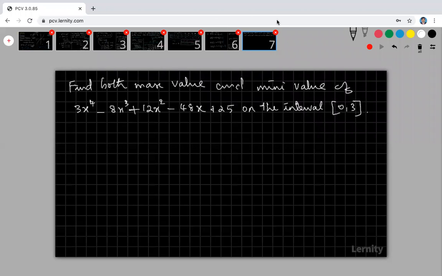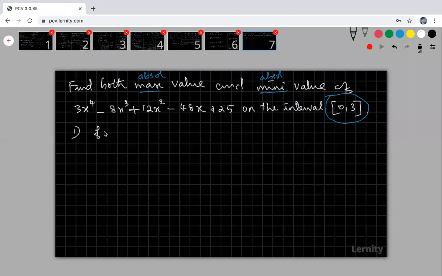Look at that, dear students. If an interval is given, the question is asking for the absolute maximum and absolute minimum. In a particular interval, you have to find the maximum and minimum for the given curve f of x. Because the interval is given, follow 3 steps. Nagarjuna, what are the steps?